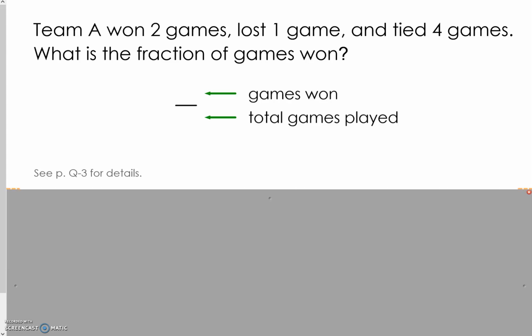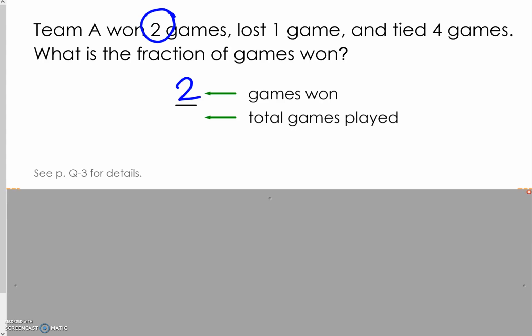Let's look at this next example. Team A won 2 games, lost 1 game, and tied 4 games. What is the fraction of games won? Let's see. They won 2 games. 2 games will represent our numerator.